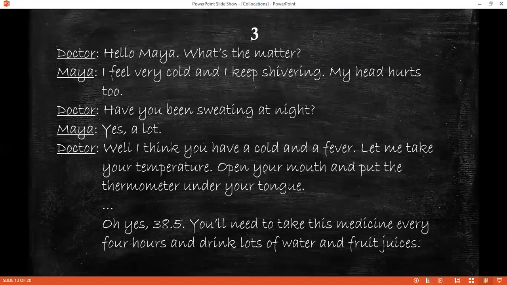Let me take your temperature. Open your mouth and put the thermometer under your tongue. Oh yes, 38.5. You'll need to take this medicine every 4 hours and drink lots of water and fruit juices.